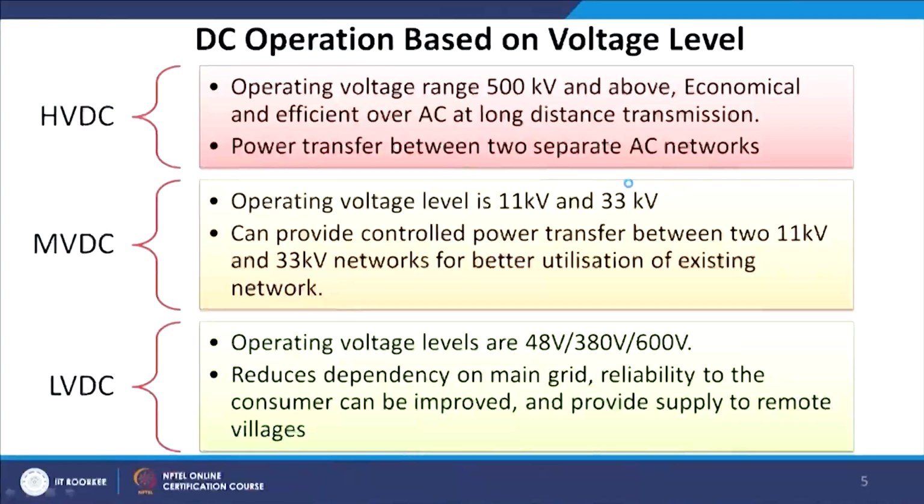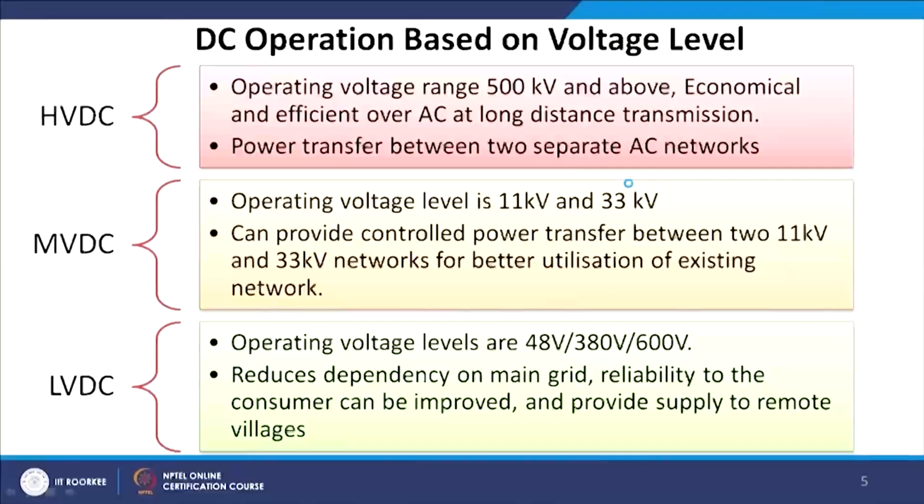Now, we have different voltage levels of operation, from HVDC to medium voltage DC and then low voltage DC networks. We have a strong 500 kV plus HVDC system in place. The operating voltage in the HVDC range is beyond 500 kV, and it is economical and also efficient compared to an AC system. Power transfer between two AC systems is also possible: through this HVDC link, we can interconnect two AC systems.